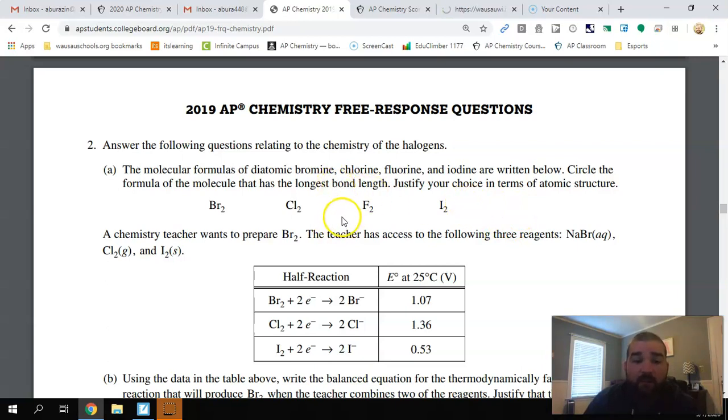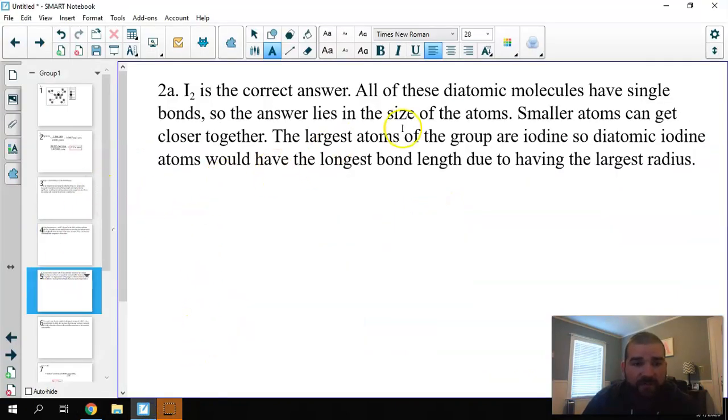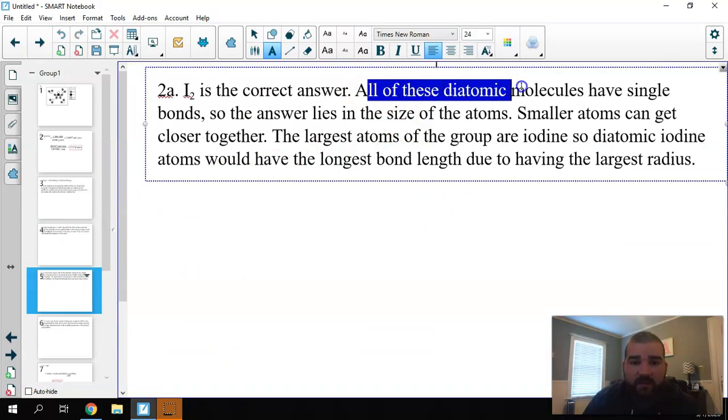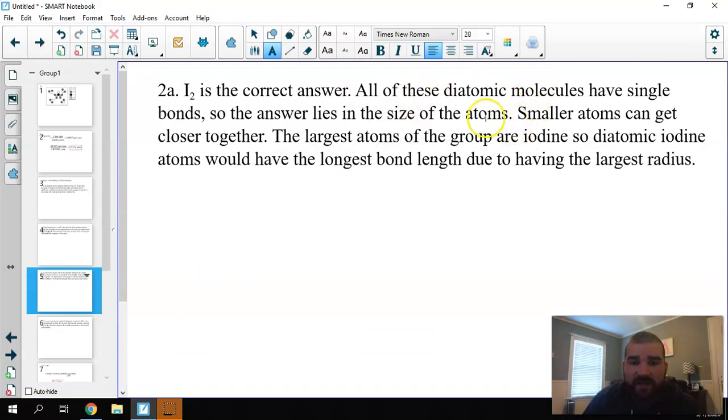So we're looking for the one with the longest bond length. All right? Well, bond length is going to be based on atomic radius. In other words, how big the atoms are. Tinier atoms, like fluorine, can get closer together. Larger atoms, like iodine, are going to be further apart. So the further they are apart, the longer the bond length is going to be. So the correct answer here should be iodine.